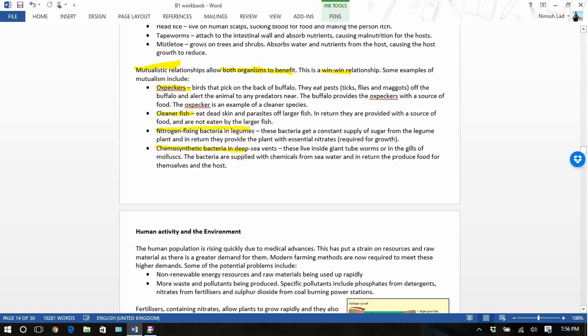So oxpeckers are birds that peck on the back of a buffalo. They eat the pests off the buffalo and alert the animals to any predators nearby. The buffalo provides the oxpecker with a source of food, and the oxpecker is an example of a cleaner species. It comes along to clean.